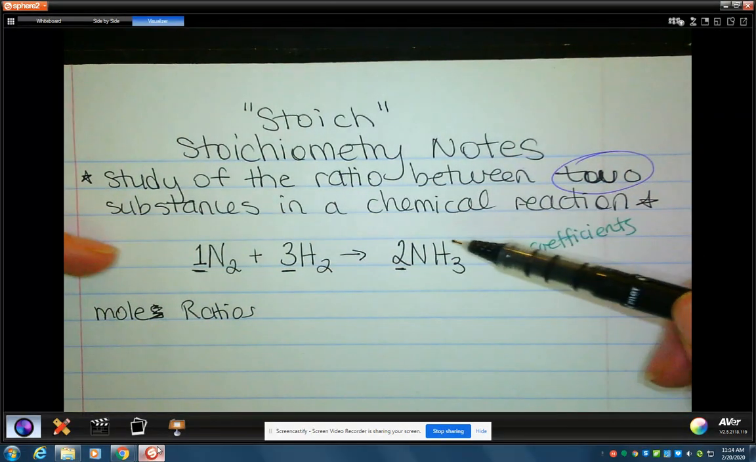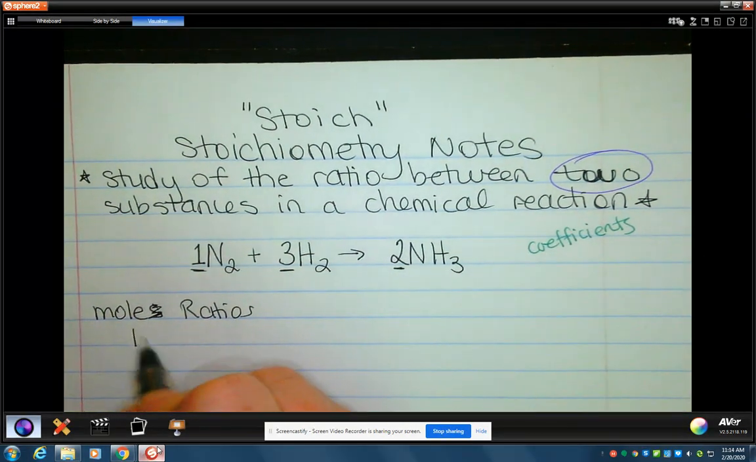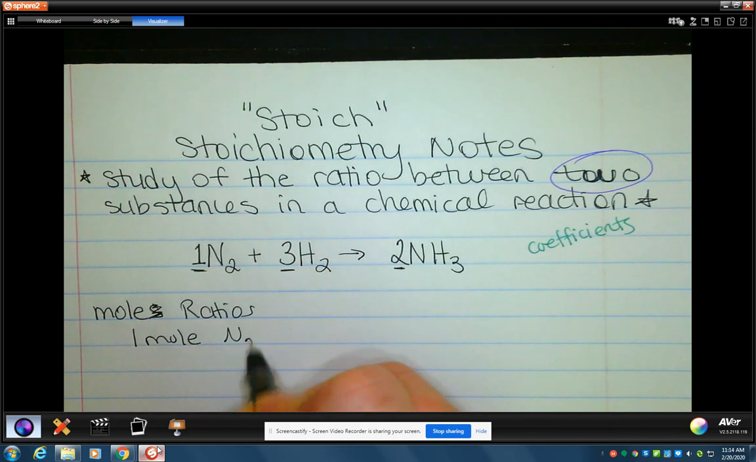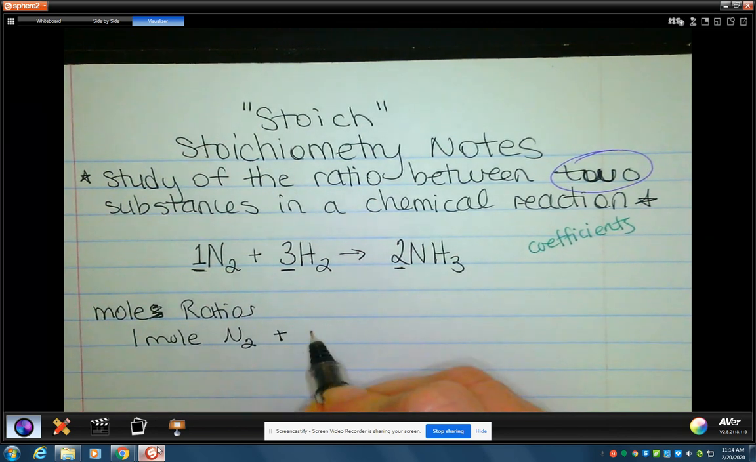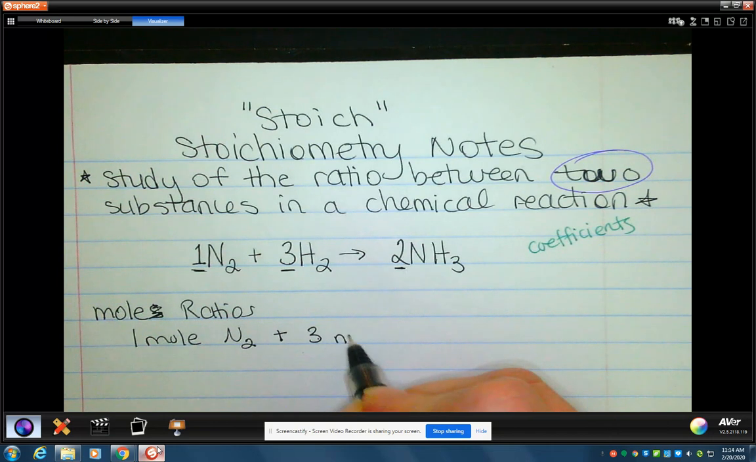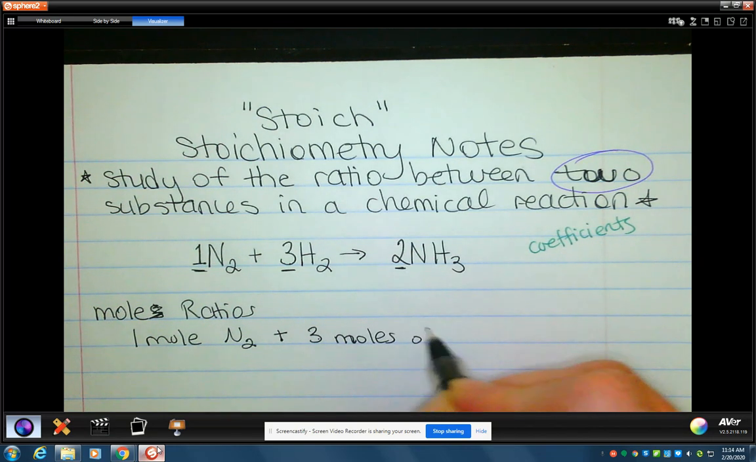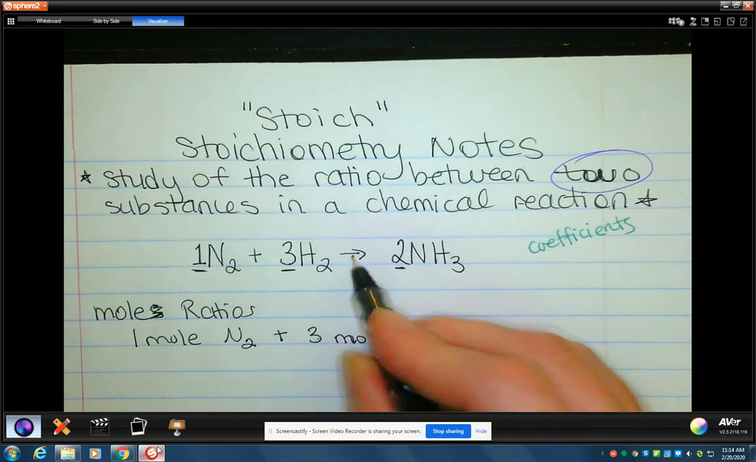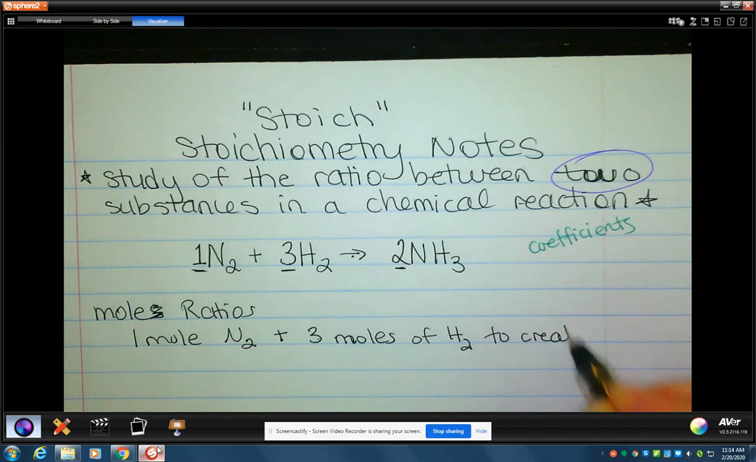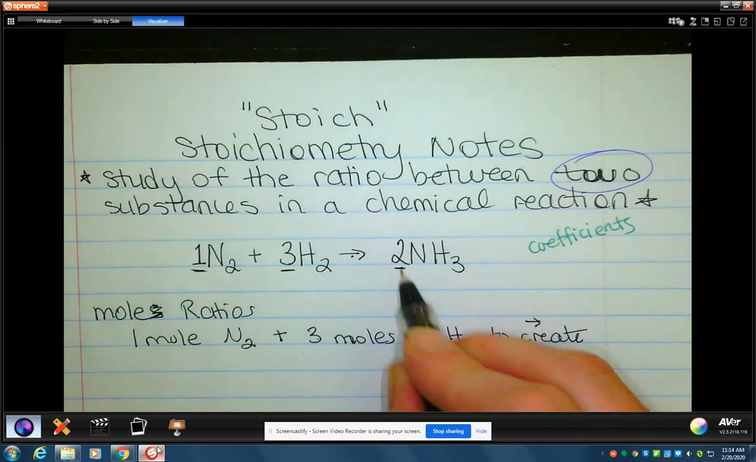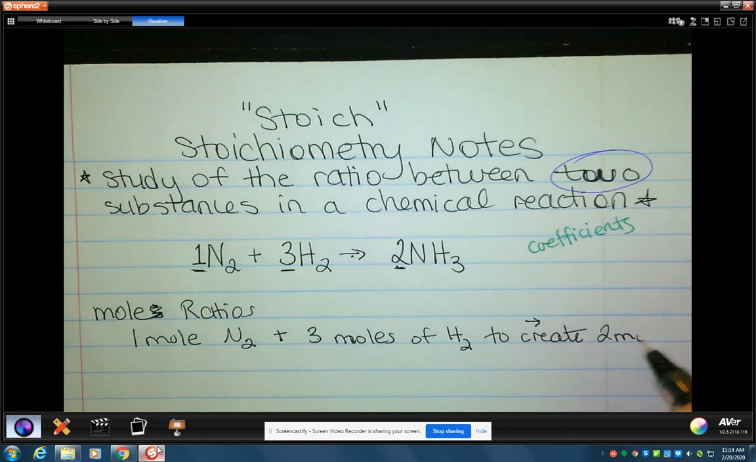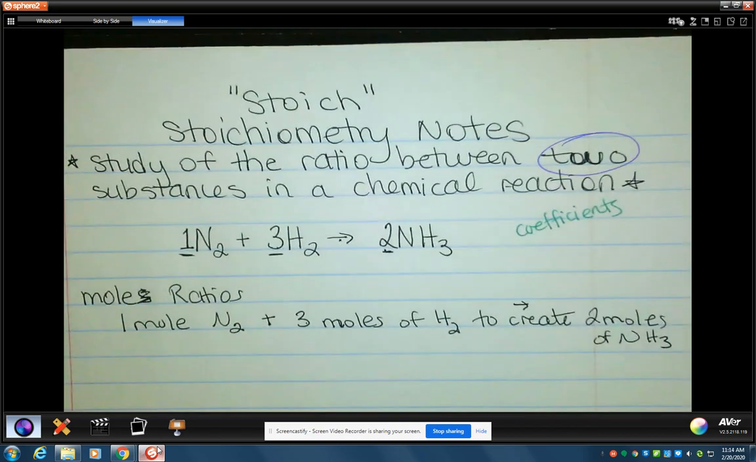Just so I can put it in word form, so I can show you, if I have 1 mole of N2, I would have to add 3 moles of H2 to create, so that's the arrow, right, to create 2 moles of NH3. So that's how it looks in word form. You basically just put the unit moles in there and you're good to go.